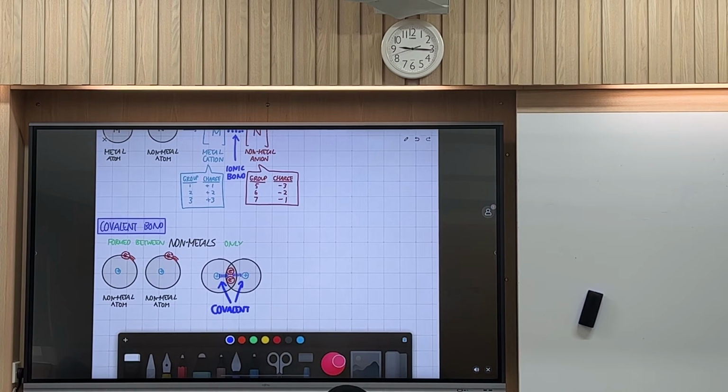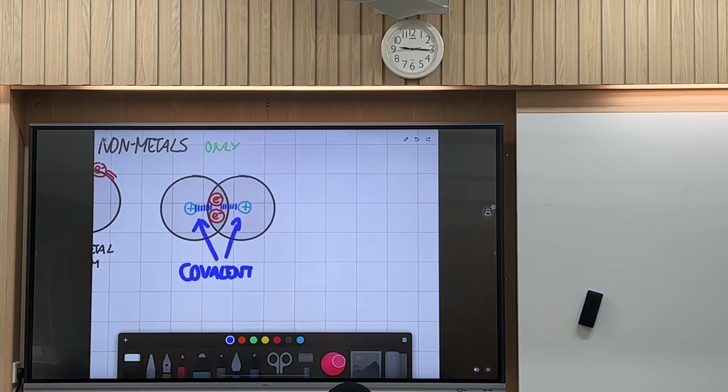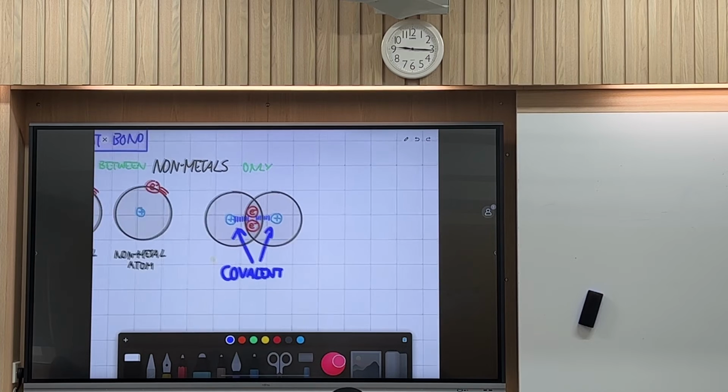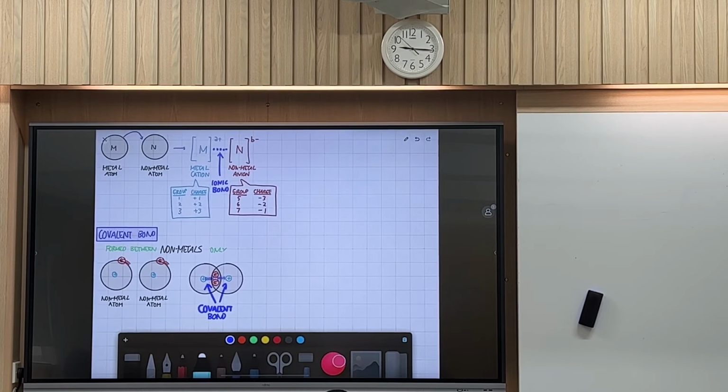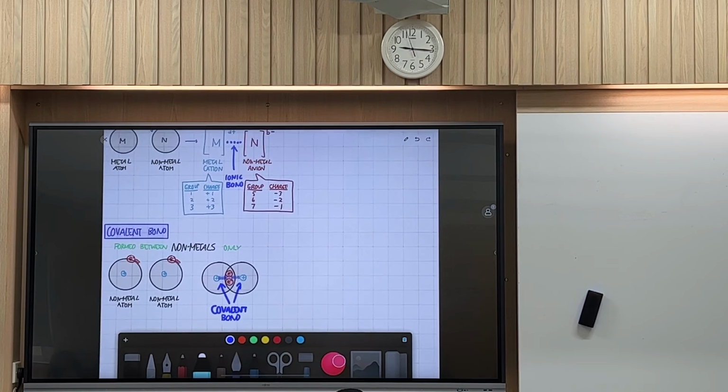You are seeing only one covalent bond in here, despite seeing two purple regions here. So you have a covalent bond. This is a covalent bond, and this is by sharing electrons.